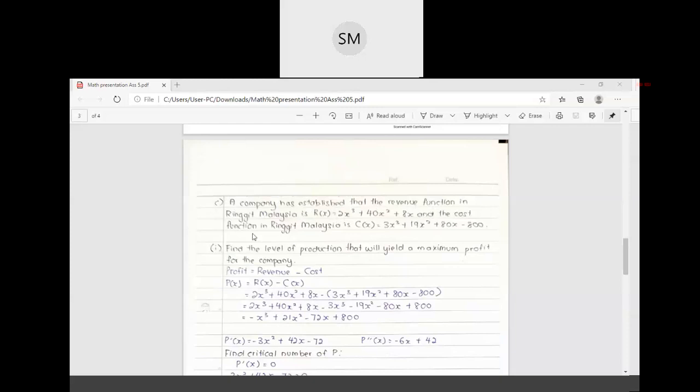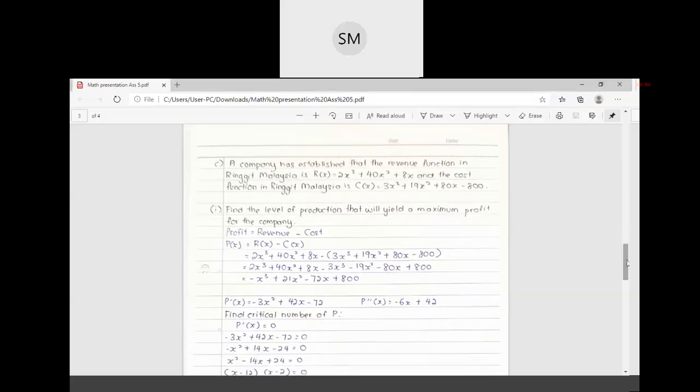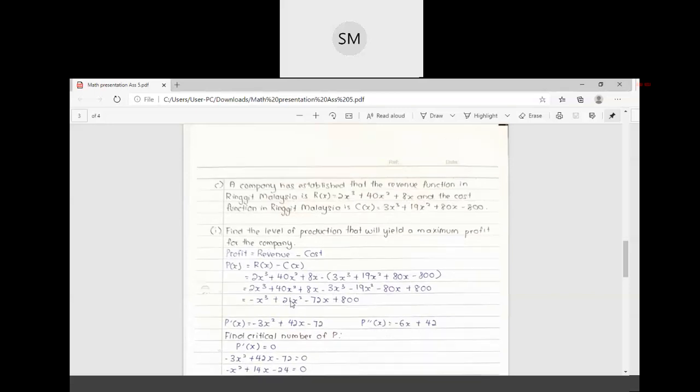Now let us move to the next question. A company has established that the revenue function in ringgit Malaysia is R(x), given the revenue function, and the cost function in ringgit Malaysia is given, the cost function. So the question here, they ask us to find the level of production that will yield a maximum profit for the company. Alright, so here we know the formula to find profit is revenue minus cost.